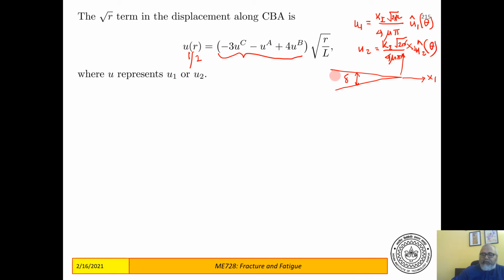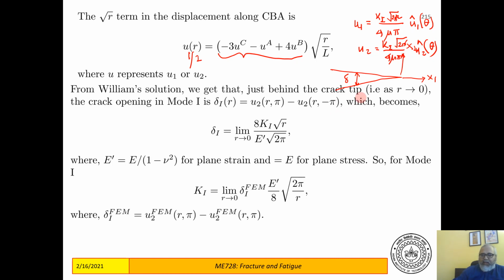So you take U2. You can calculate delta 1 in mode 1 as U2 at R, pi, and this is R where you want to calculate delta. So U2 at R, pi, minus U2 at R, minus pi. So minus pi is here.